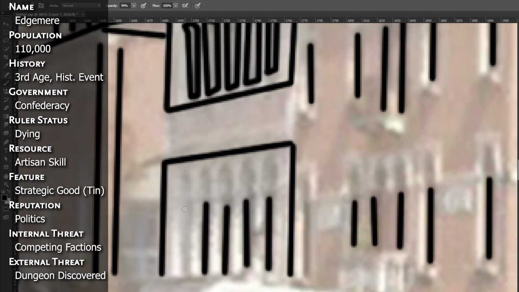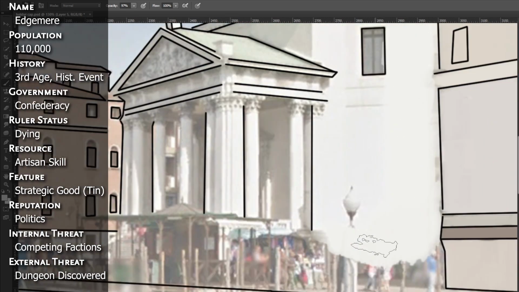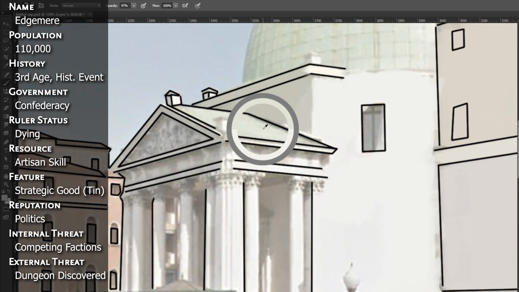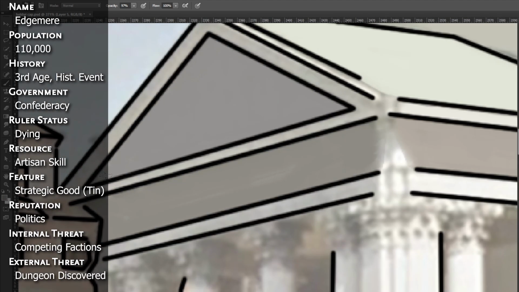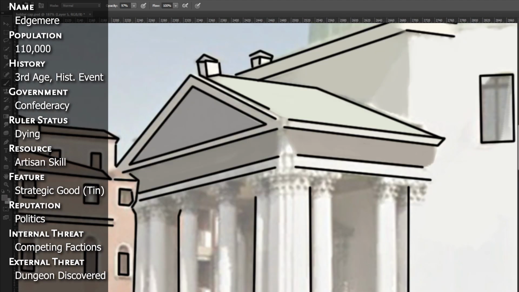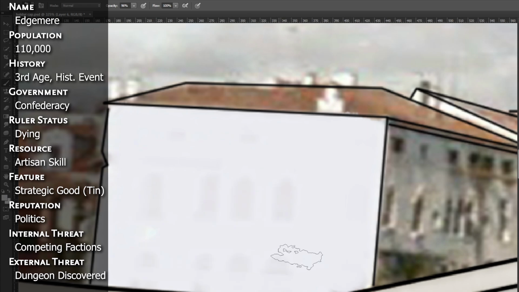What began as a small fishing settlement quickly ballooned into a bustling trade hub, bolstered by its control of the region's tin exports as well as world-renowned craftsmen. Edgemere is now the continent's most populous city. Its roots as a coalition of displaced cultures still influence it today.